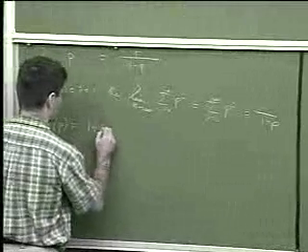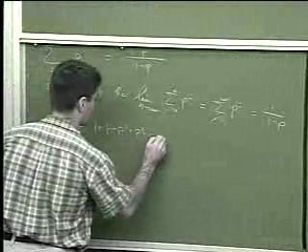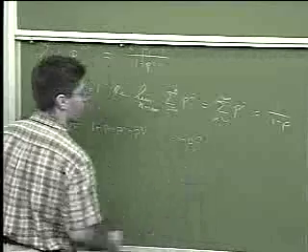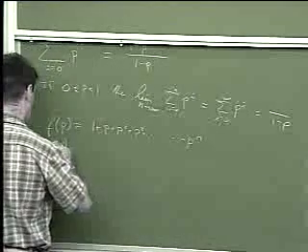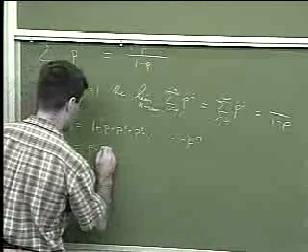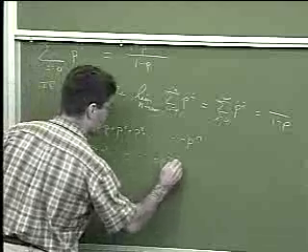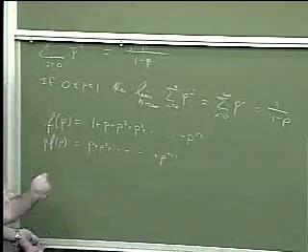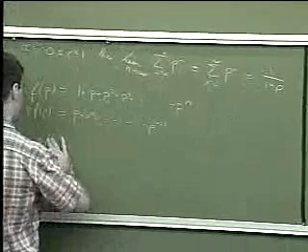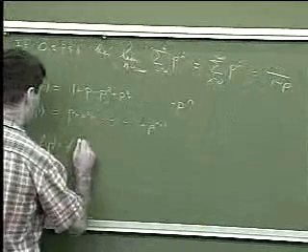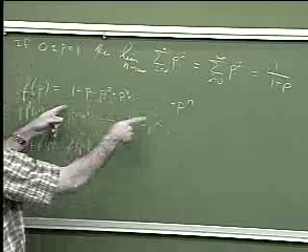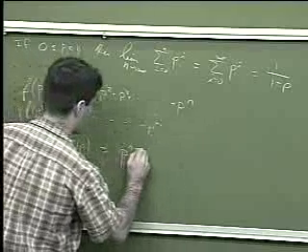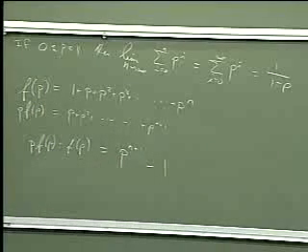So let f of p be this sum: 1 plus p plus p squared plus p cubed, up to p to the n. Right? And then p times f of p is going to be p plus p squared plus dot dot dot plus p to the n plus 1. So p f of p minus f of p is going to be p to the n plus 1 plus all these terms minus all these, so everything cancels out except for the p to the n plus 1 minus 1.